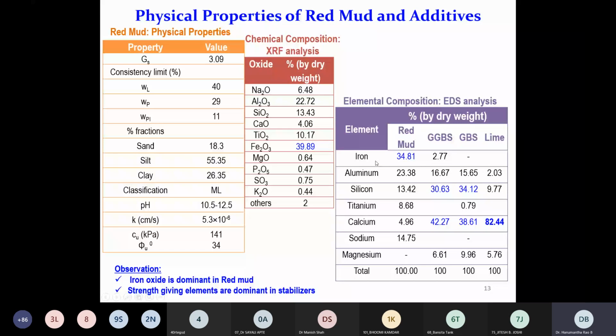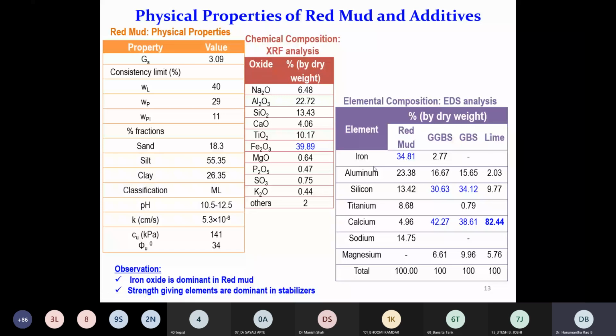But if you look at the slag, it is rich in silica and calcium, which is completely opposite to the red mud. Then GBS is also rich in silica and calcium. But the lime comprises only calcium. Similarly, the fly ash is rich in silicates and aluminates. This is how you should understand how natural materials are distinct from waste materials.